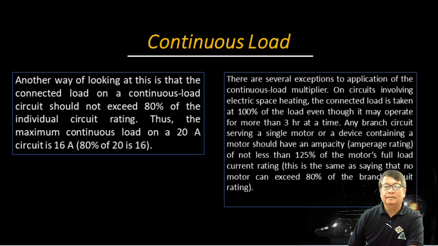So another way of looking at this is that the connected load of a continuous load circuit should not exceed 80% of the individual circuit rating. So halimbawa, we have this 20 ampere circuit. Okay, ang gagamitin natin is 16 amperes, no? So 80% of 20 is 16. So if our current is more than 16, we will not use it. Less than 16 lang po yung makakaya ng 20 ampere breaker natin. Okay, yan po ang ibig sabihin.